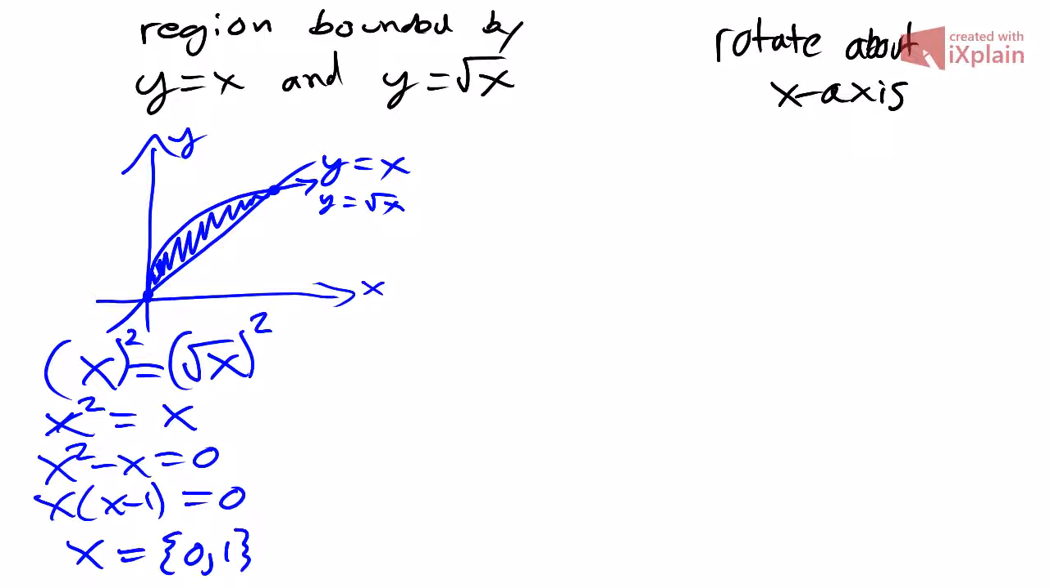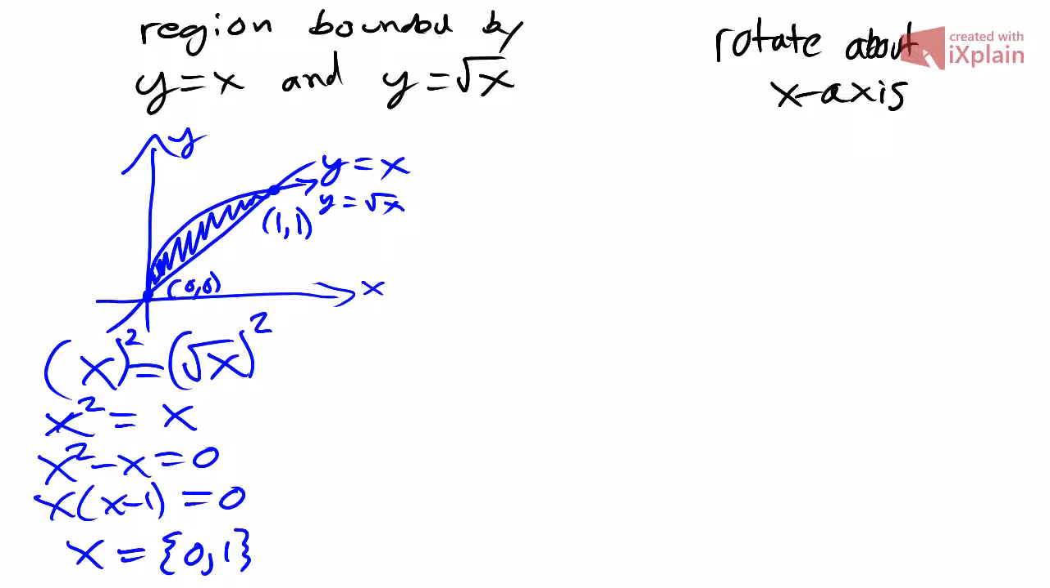Okay, so 0, 0, that's what we found was down here. And then the other point must be 1, 1. So the x value is 1. You substitute that into either equation, and you also get 1. So the region is bounded by the 2 points 0, 0 and 1, 1. The region is in between those 2 points.